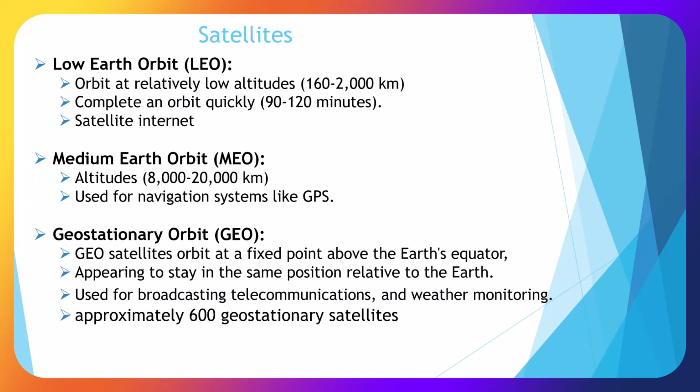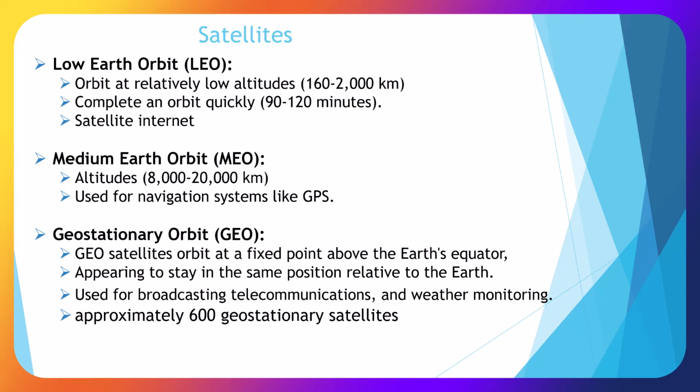Here's some breakouts of satellites. Low Earth orbit: it orbits at relatively low altitudes, 160 to 2,000 kilometers. It completes an orbit quickly, about 90 to 120 minutes, and it's used for satellite internet. Medium Earth orbits, MEOs, are at altitudes of 8,000 to 20,000 kilometers. It's used for navigation in systems like GPS.